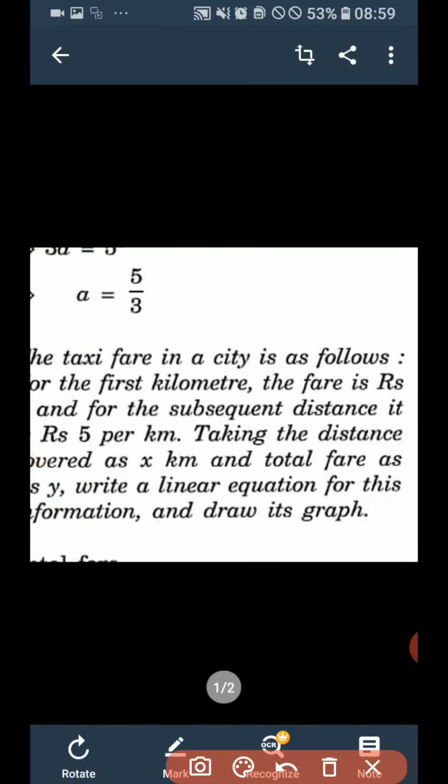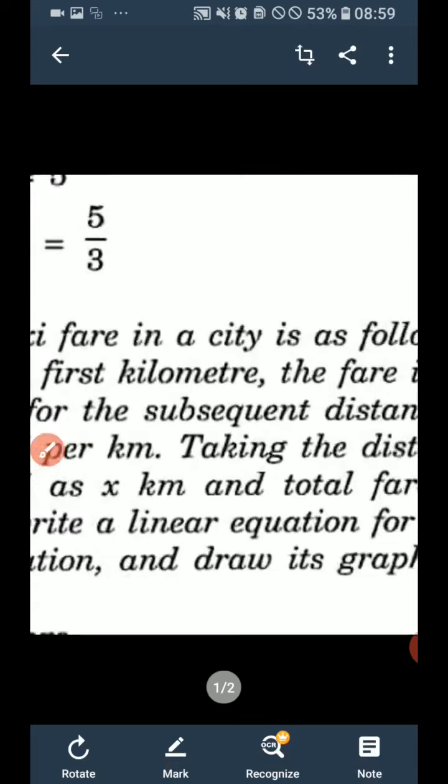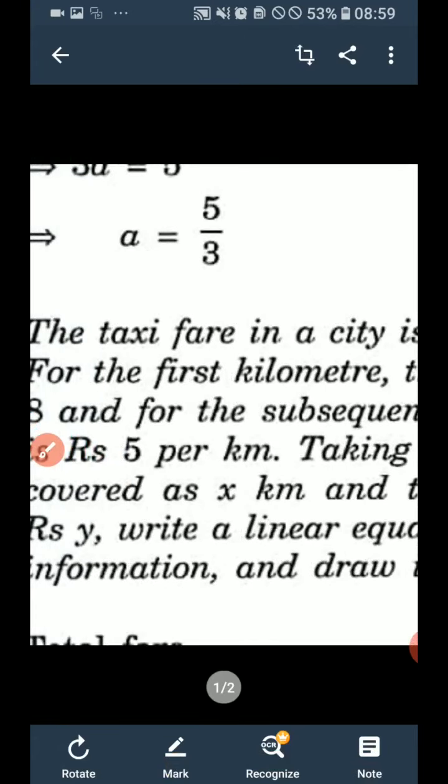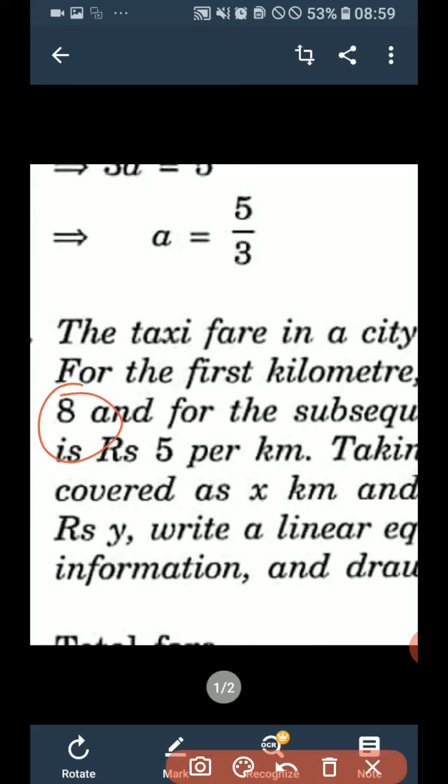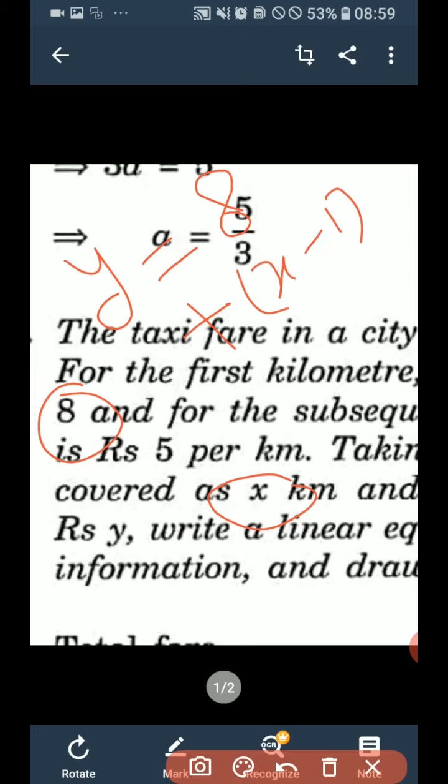My dear students, we are given that the total fare is denoted by y, and the fare for the first kilometer is rupees 8, and the total distance is x. So therefore y, the total fare, equals the fare of the first kilometer plus the remaining kilometers, which are x minus 1, times the fare per remaining kilometer, which is rupees 5.